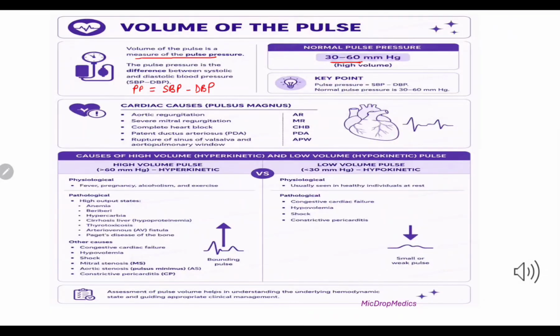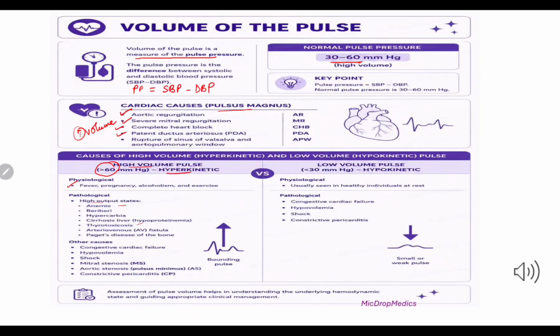If the difference is greater than 60 mm mercury, we call it high volume or hyperkinetic pulse. Think of cardiac structural causes where blood leaks backward or escapes rapidly, like aortic regurgitation, severe mitral regurgitation, patent ductus arteriosus, or a complete heart block, where the heart beats slowly but ejects a massive volume every time. Physiologically, you will see a high volume pulse during fever, pregnancy, or after heavy exercise. Pathologically, high output states like severe anemia or thyrotoxicosis drive this up.